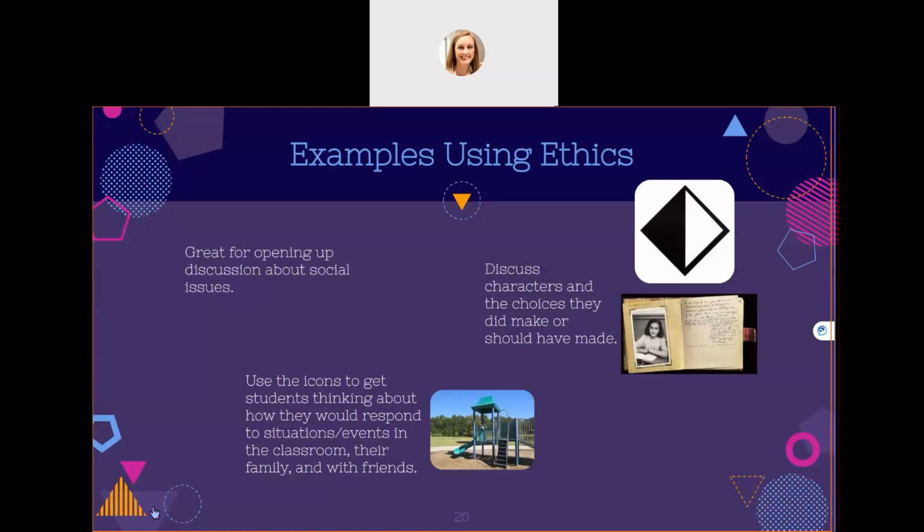And here's some examples for using ethics. It would be great for opening up discussion about social issues. And we know our gifted students are very concerned about many of the social issues. It could be used to get students thinking about how they would respond to situations or events in their classroom or with their family and friends. It can also be used to discuss characters in books and the choices that they made or choices that they should have made in the story.